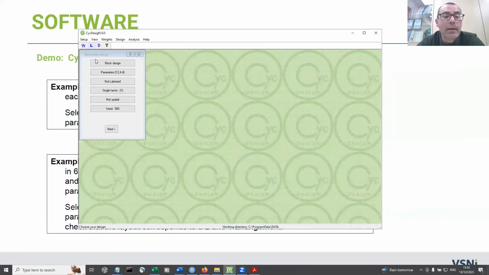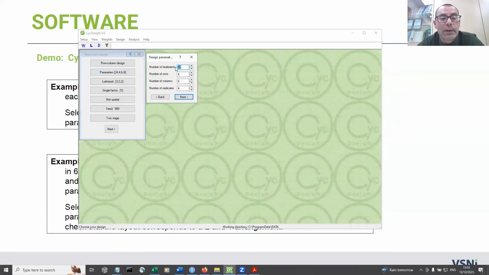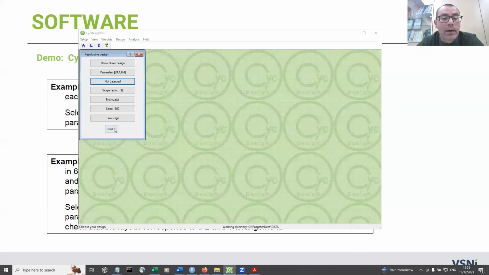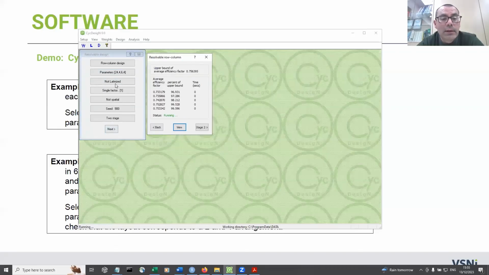Yeah, no problem. So I'm going to go directly to the Latinized one. I have these parameters: 24 treatments, with 4 rows and 6 columns. I'm not going to Latinize in this one, so I don't want it Latinized. And I'm just going to generate this.